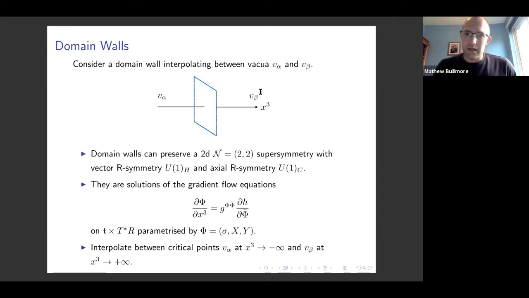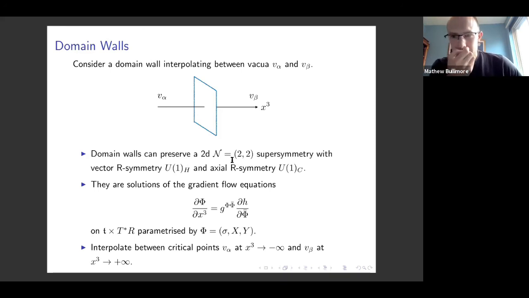Now, we don't just want to consider any domain walls, we want to consider some that preserve some supersymmetry. And so here, what we can do is we can preserve a 2D, so the domain wall itself is two-dimensional. That's the x1, x2 plane. And we can preserve (2,2) supersymmetry. And when you do that, (2,2) supersymmetry has a vector R symmetry and an axial one. The vector R symmetry becomes U(1) Higgs, and the axial R symmetry is U(1) Coulomb.